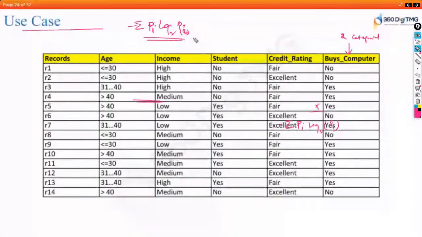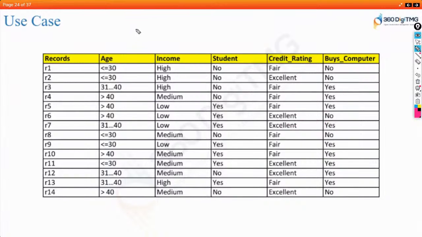We first have to calculate the entropy. Remember, entropy is nothing but the information that we can extract from the variable. So you might get confused: what is all this? What is entropy? What is the information that you're talking about?